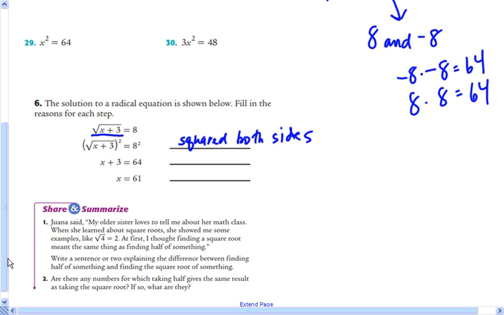And that's just simplifying that. And then, to get 61, you probably are thinking, oh, they subtracted 3 from 64. So yeah, that's the subtraction property of equality. And you get the answer, 61.